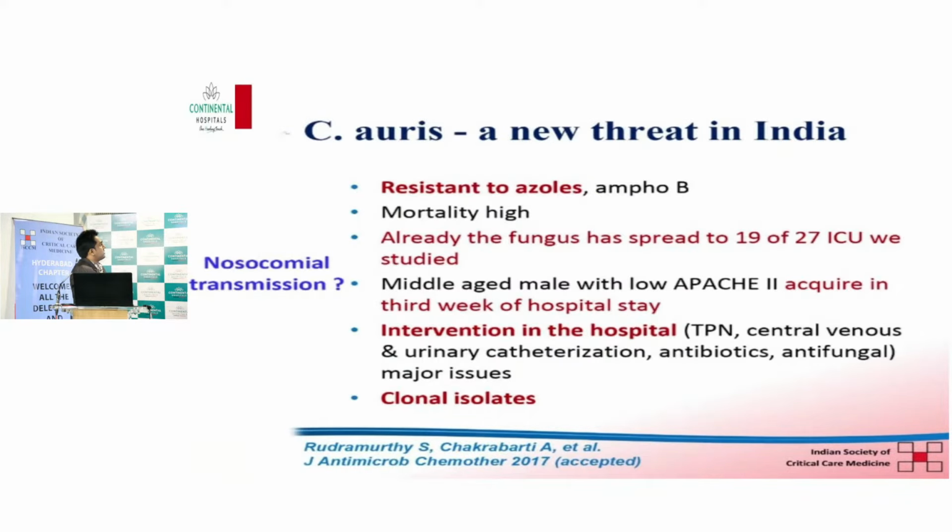The importance of this is that it is a new threat in India because of its multi-resistant nature. It is resistant to azoles and amphotericin. It is only sensitive to echinocandins and, some studies say, posaconazole. Mortality is high because of this bug. The fungus has already spread very fast. It affects middle-aged males with low Apache scores, and the more the interventions, the more the chance of getting Candida auris. Most of them are nosocomial transmission, because 90 to 95% of them are clonal isolates.